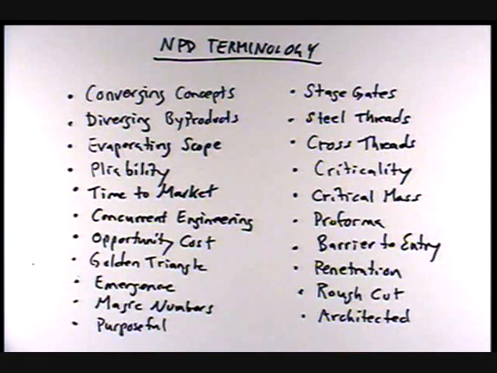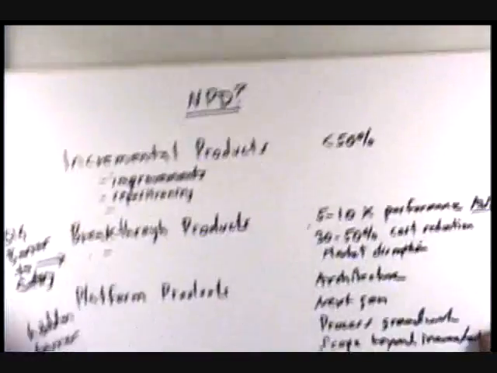Criticality, critical mass, pro forma, that's referring to the financial stuff where we're going to go out and project how many of these things we're going to sell and for how much. And barrier to entry is the market, what it is that's going to take us to get an innovative product into the marketplace, what is standing in our way. Penetration is getting into the marketplace and how we're going to actually break that barrier to entry. Rough cut is capacity planning, essentially a pro forma for our development team. And architected, and that is about it for those words. We'll touch on more of those here in a little bit.